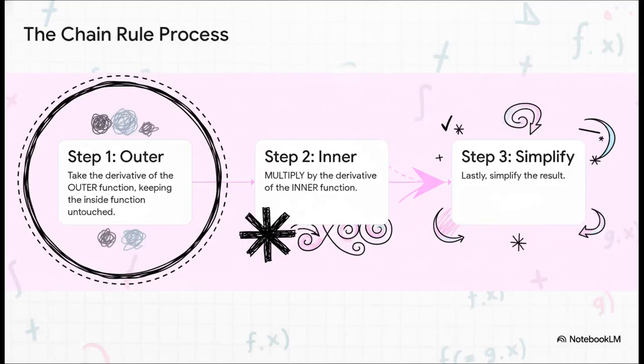So what is this process? It's actually beautifully simple. First, you take the derivative of the outer function. And here's the most important part. You leave the inside part completely alone. Don't touch it. Then, step 2, you multiply that whole thing by the derivative of the inner function. That's it. After that, you just clean it up and simplify.